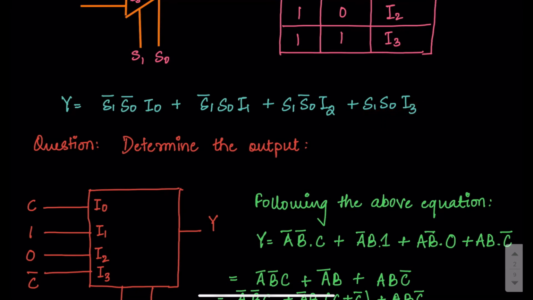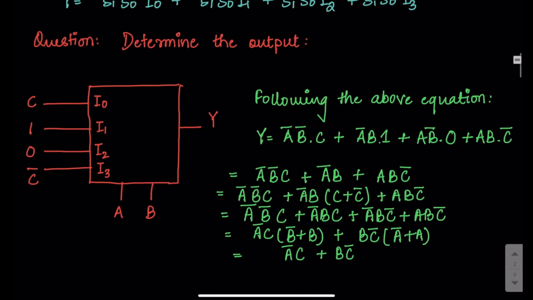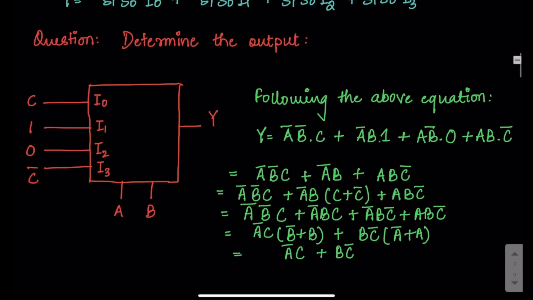Now, if you know these general expressions for the output, which you can derive similarly for higher mux like 8 cross 1 or 16 cross 1, you can simply solve questions wherein you are asked to find out the output for a particular multiplexer. So in this question, it is giving you a mux, which is obviously a 4 cross 1 mux. We have 2 select lines and 4 inputs. So we have to determine the output, that is Y.